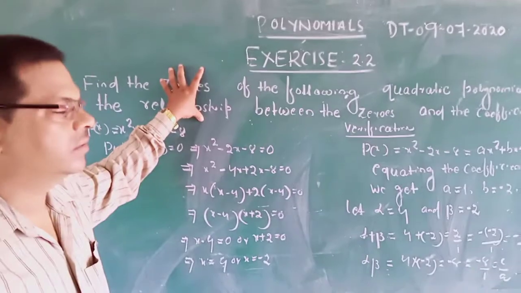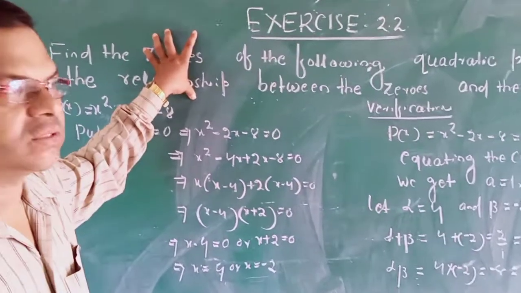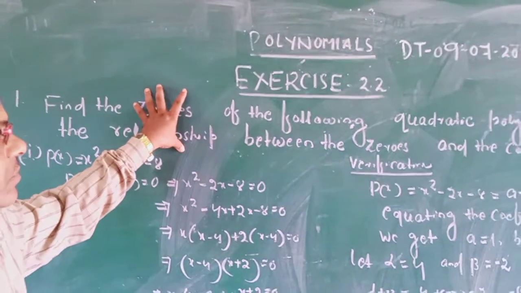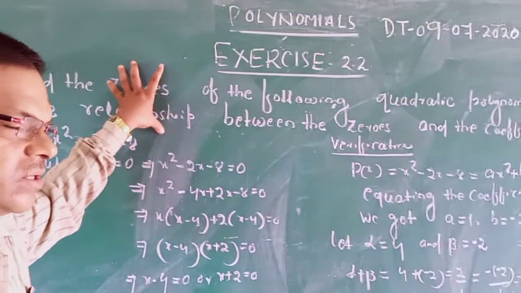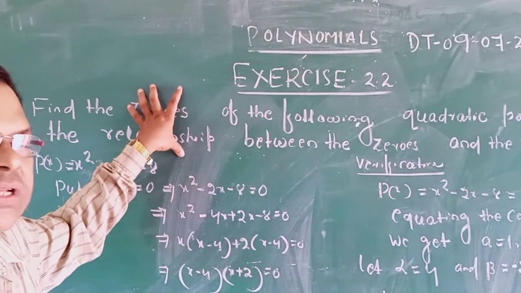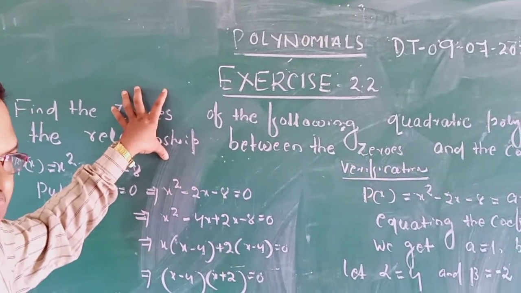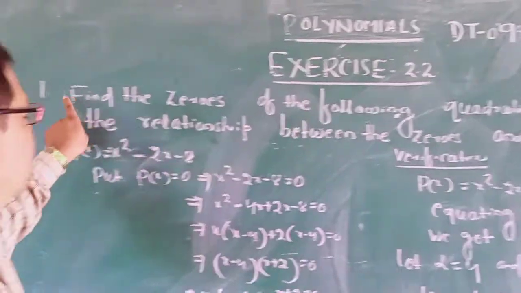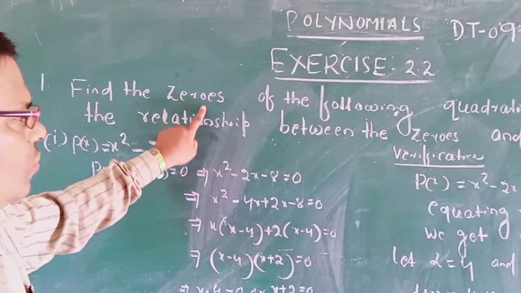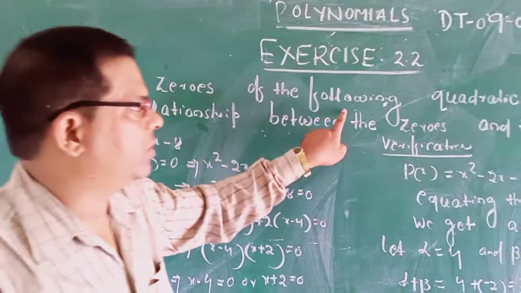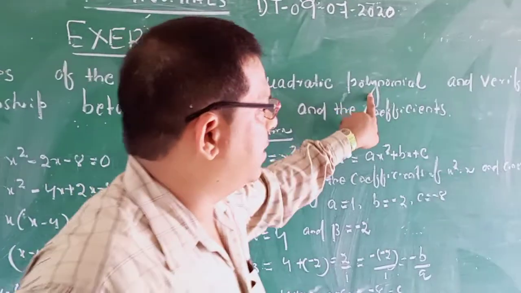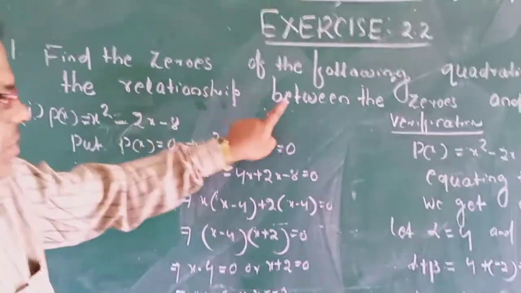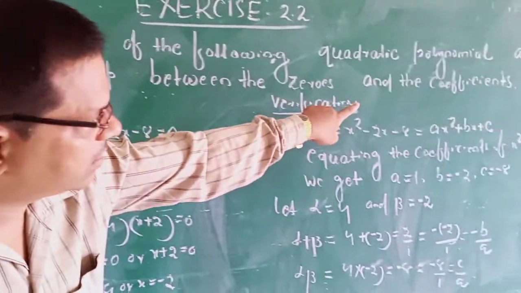Today we will solve some numericals of exercise 2.2. Yesterday we discussed the zeros and the coefficients of a cubic polynomial. Now, exercise 2.2, question number 1 says: find the zeros of the following quadratic polynomial and verify the relationship between the zeros and the coefficients.